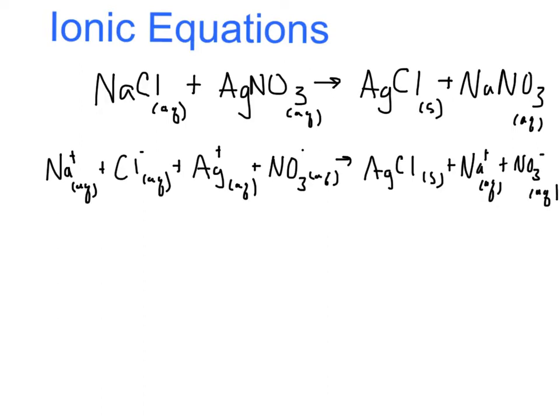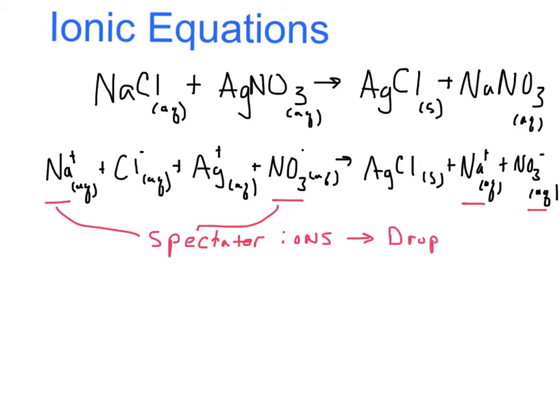As we look at this side to side, we notice that there's some that don't change from side to side. For instance, sodium here is the same over here, and NO3 is the same over here. These are known as spectator ions, and that's because they don't change side to side. So spectator ions we drop out of a final net ionic equation.